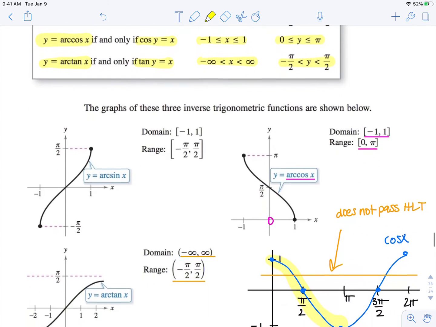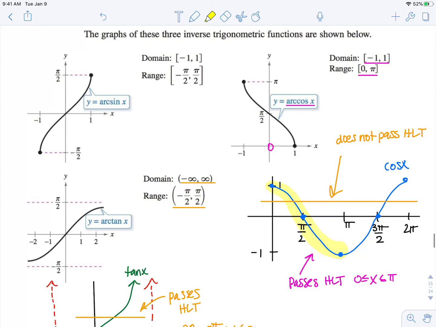So now let's get into some more examples in the next videos that include all 3 types of inverse trig.